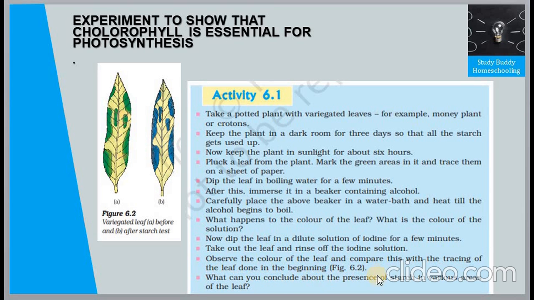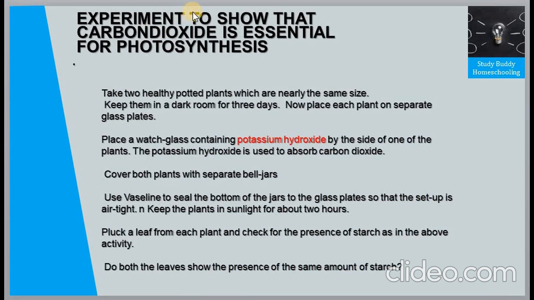What can you conclude about the presence of starch in various areas? After you test it with iodine solution, you will find that it is blue-black wherever you have marked the chlorophyll parts. This shows that chlorophyll is essential for photosynthesis. Now we'll see an experiment to show that carbon dioxide is essential for photosynthesis.